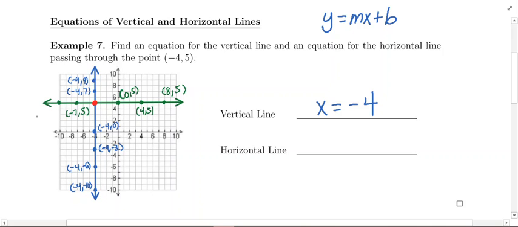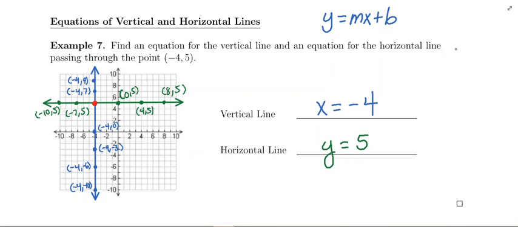This is -10, 5. And once again, you see that all these green dots have something in common. They all have the same y coordinate. y equals 5 for all of these points. So the equation of the horizontal line is y equals 5. That's it. You're done.